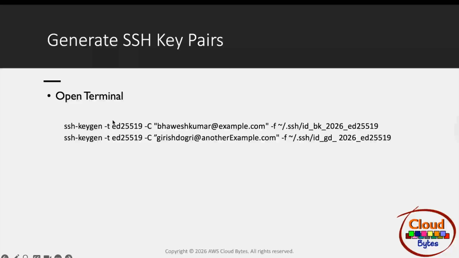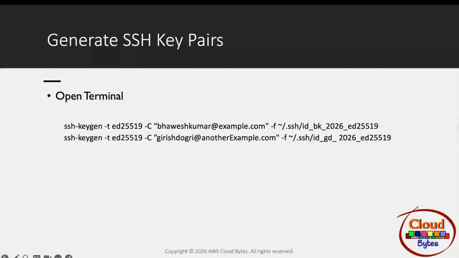Dash T is talking about the choice of algorithm that you have. Dash C is basically your email. It can be an email. I'm just giving an example email, and this is another example email. And then dash F is telling you the custom file name that you want to keep. And we are doing a custom file name. So this is basically going to an SSH folder with this as prefix in both the file names.